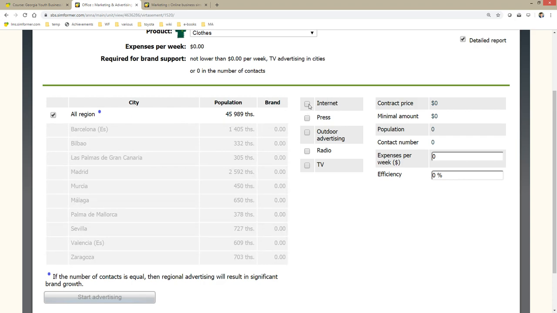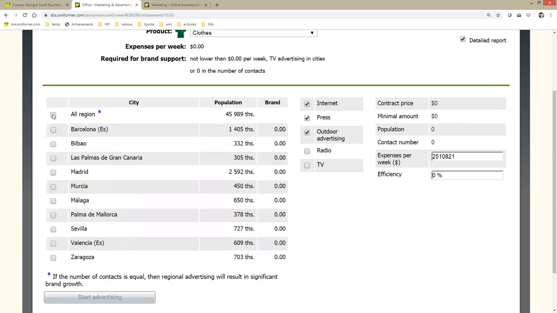But the problem is that if, let's say, I choose a region, as you can see, the costs of advertising can be quite high, and the more media channels I use, the more expensive it becomes. So I'm not sure if I want to do that right off the bat. Once again, that's quite expensive. You have to be careful there.